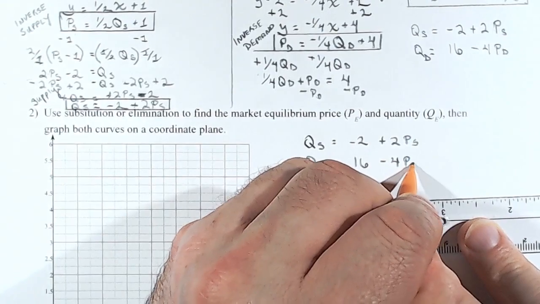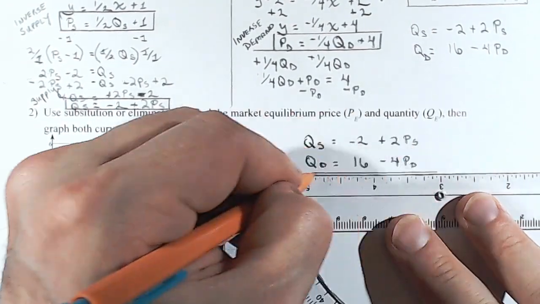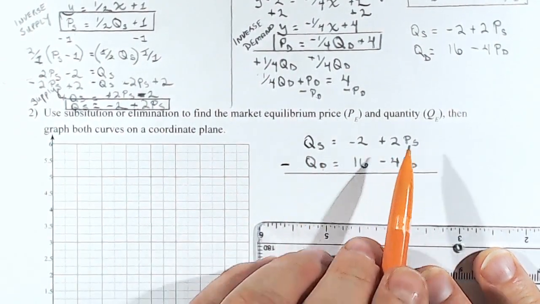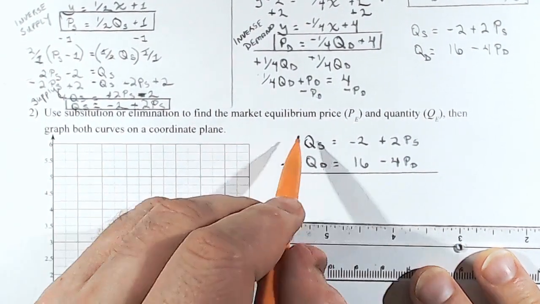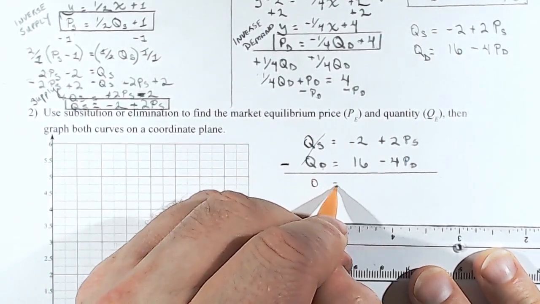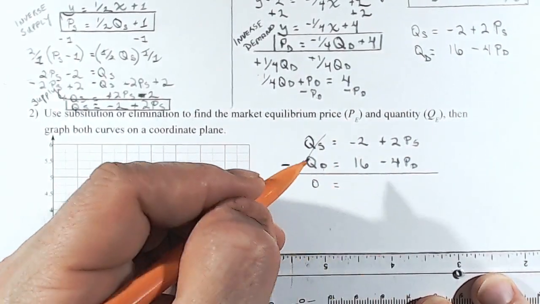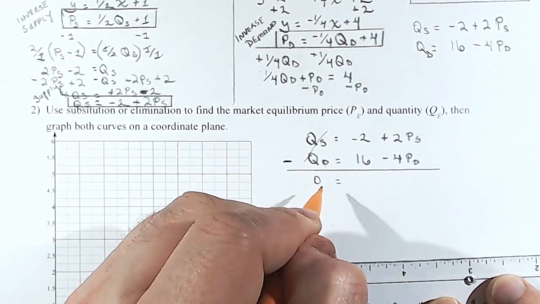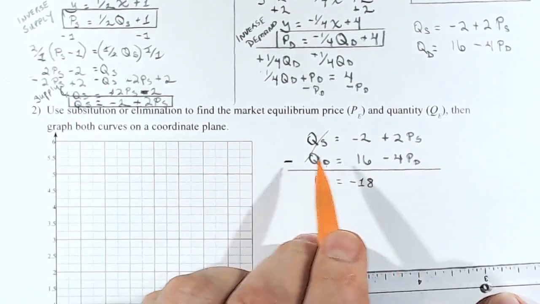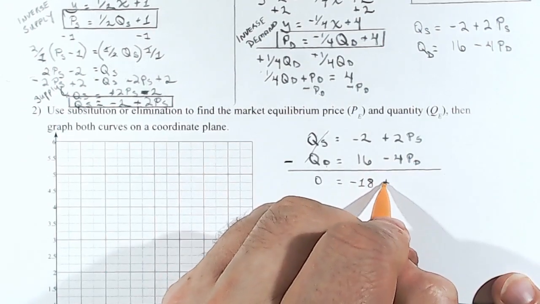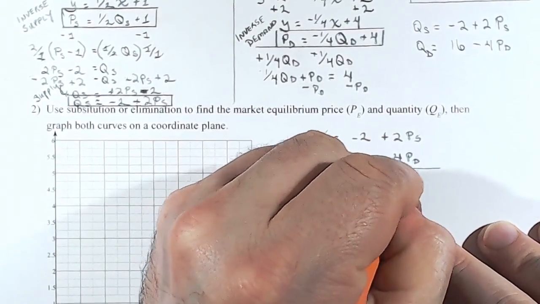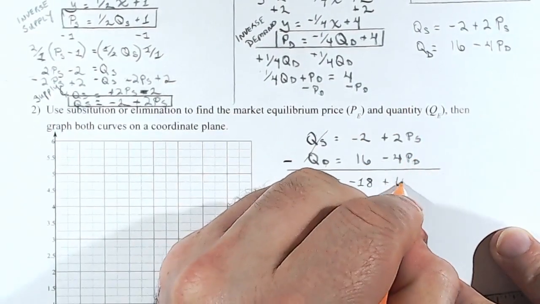4 P sub D. All right, now we're going to solve this using elimination by subtraction, and we're going to ignore these subscripts for a second. Okay, so Q minus Q is 0. We've eliminated Q. This is 0 equals negative 2 minus 16. That's negative 18. And then 2 minus negative 4 is 2 plus 4, plus 6 rather, P.